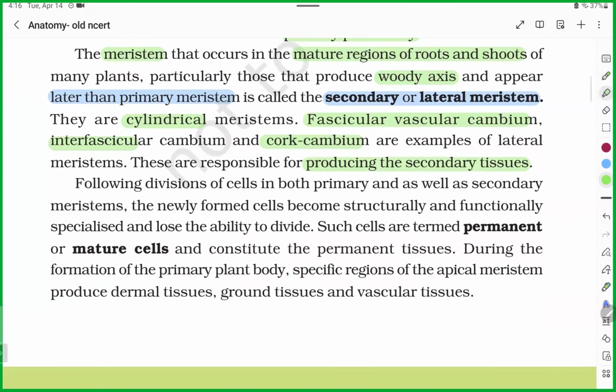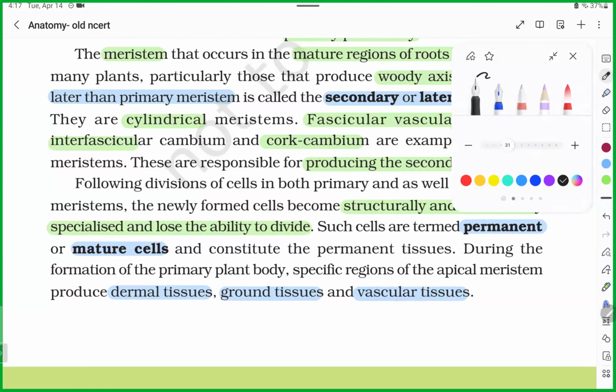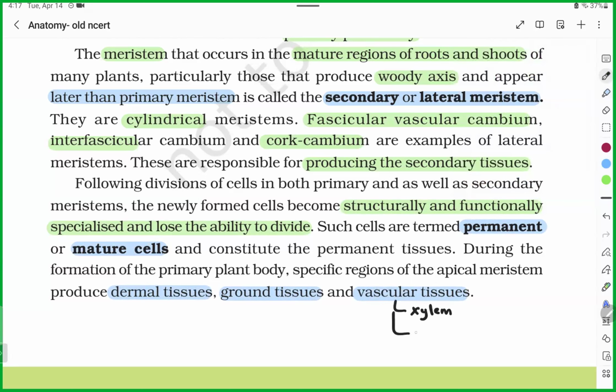Ultimately, whether you have primary meristem or secondary meristem, the cell is dividing. Then the cell structure becomes stable, function becomes stable, and they start becoming specialized cells. Such specialized cells are known as permanent cells, permanent tissue or mature tissue. So if any meristematic cell divides in the apical meristem or any region, it will form specialized tissue: dermal tissue, the epidermal skin; ground tissue, which does the majority of function; and vascular tissue, xylem and phloem. Xylem and phloem are responsible for transportation. Does anybody have a question, guys?